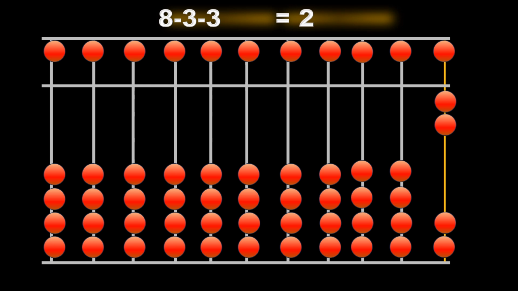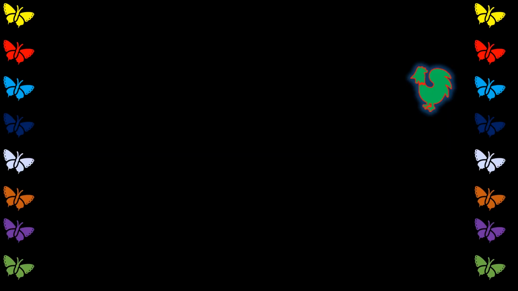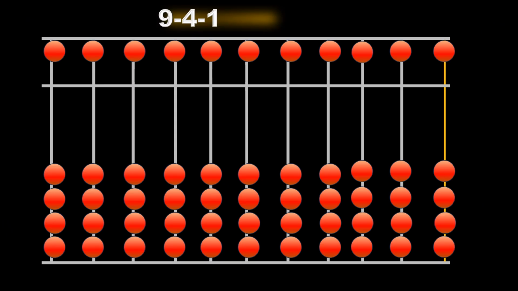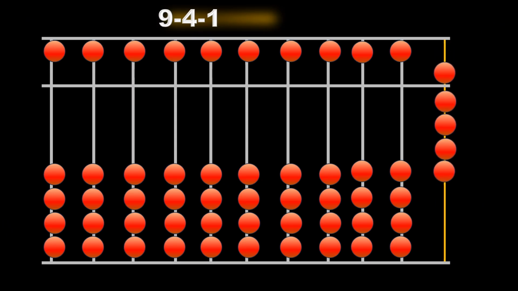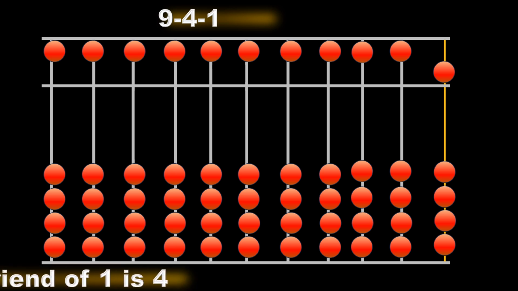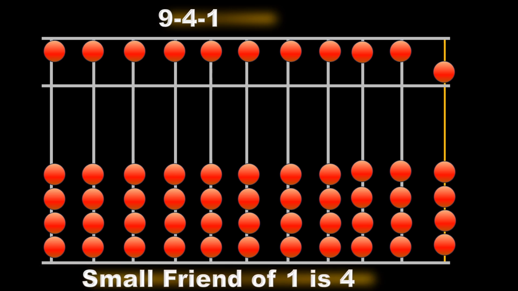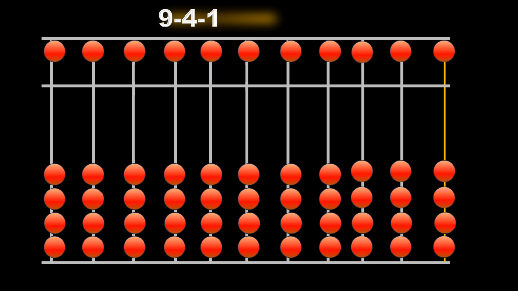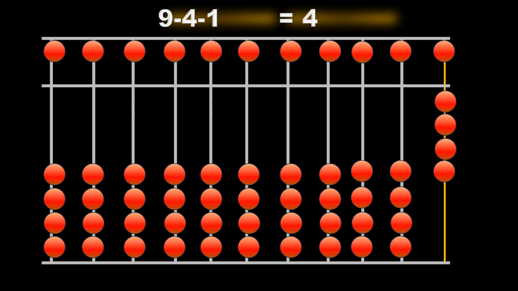Now the next question is 9 minus 4 minus 1. So first add 9 in one's rod. We have the second digit 4 to subtract. So subtract. Now we have to see the third digit, which is minus 1. So subtract 5, add 4, which is small friend of 1. So the answer becomes 4.